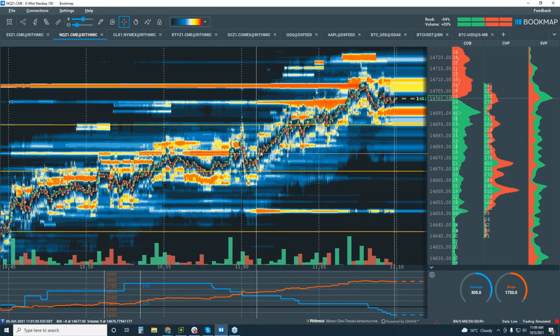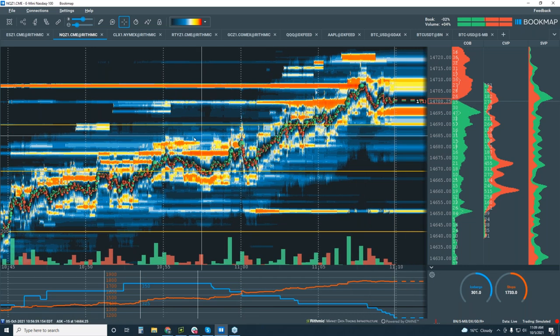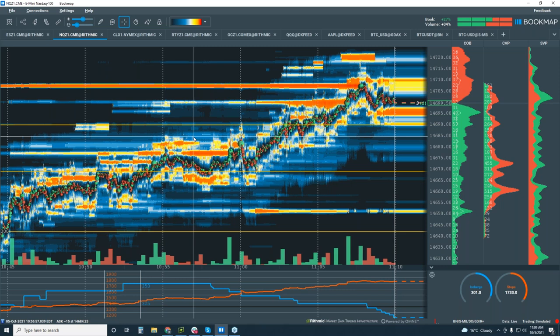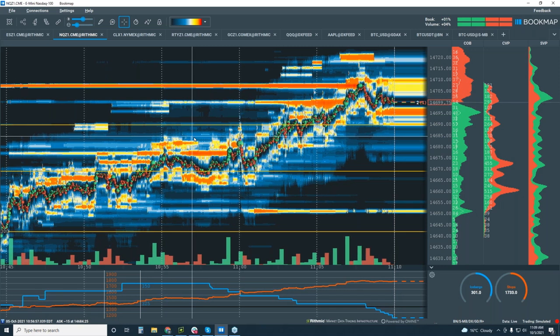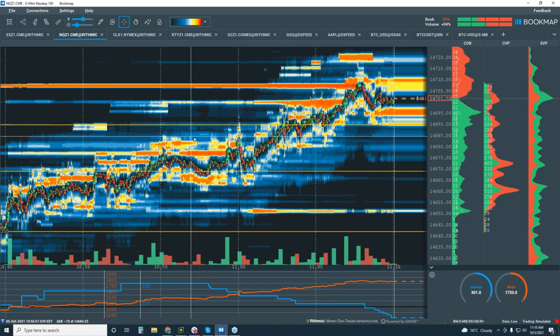Instead of this kind of easy grinding, floating move here. Now, I'm not saying it's over yet. It might continue, but being aware, looking for these things to maybe start to unfold, maybe because we're up at certain levels now.